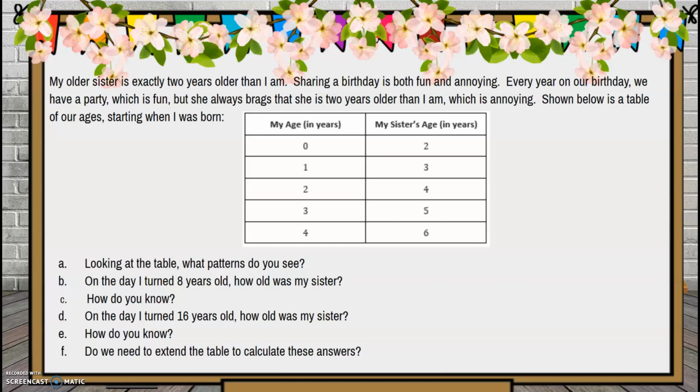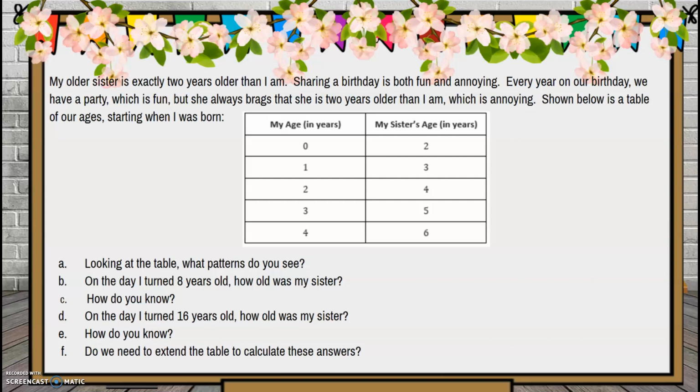Good morning, Sixers. So today's lesson is about substituting to evaluate addition and subtraction evaluations. Here we have a word problem, a table, and a series of questions, 6 questions.